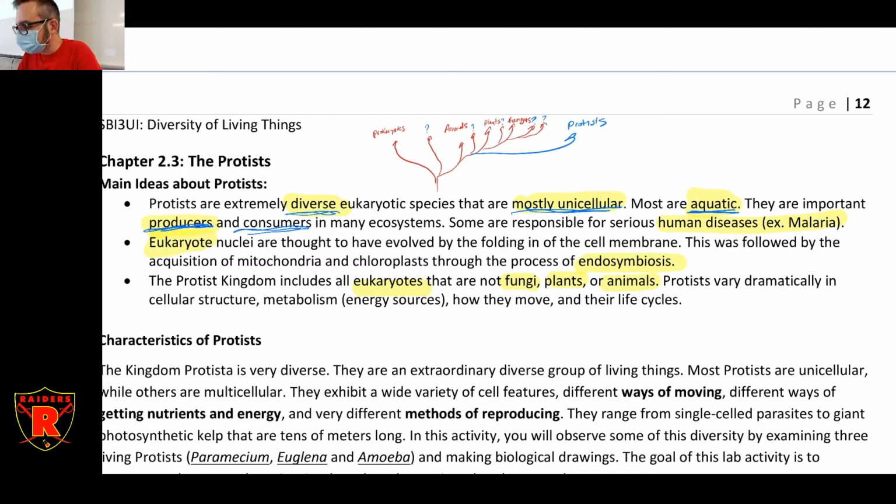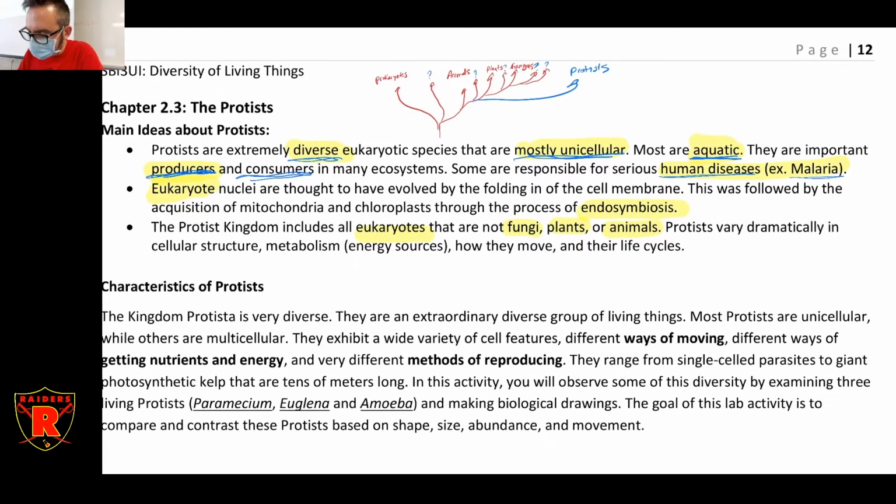Some of them are responsible for diseases, so some of them are pathogens. Very few are pathogenic, but some of them are. For example, there's a protist that causes malaria. That's actually a protist that can live inside of cells, so it gets inside of your cells. It's kind of cool. As I mentioned, they're all eukaryotes, so they have nuclei.